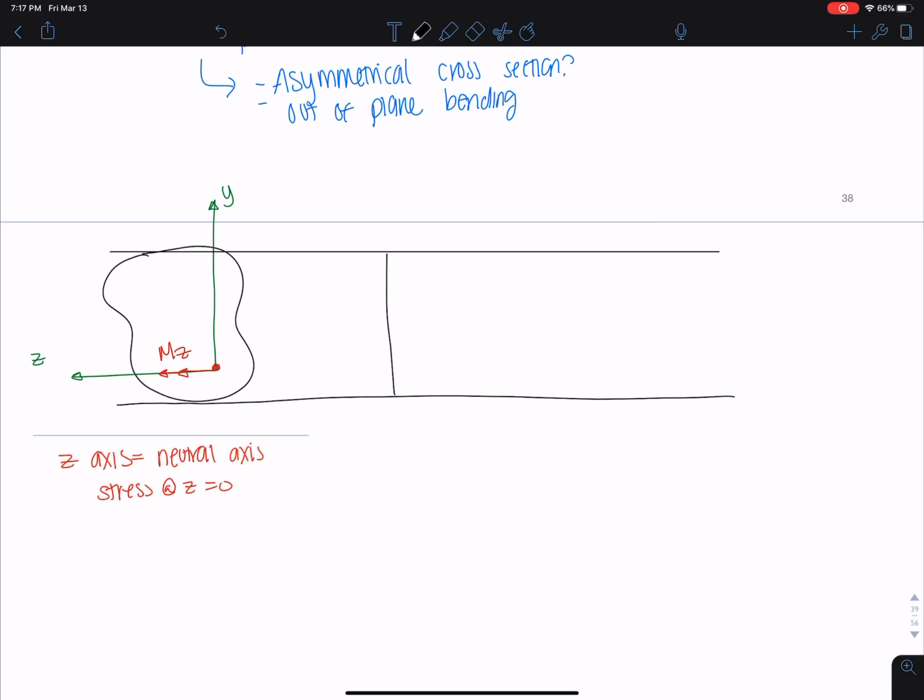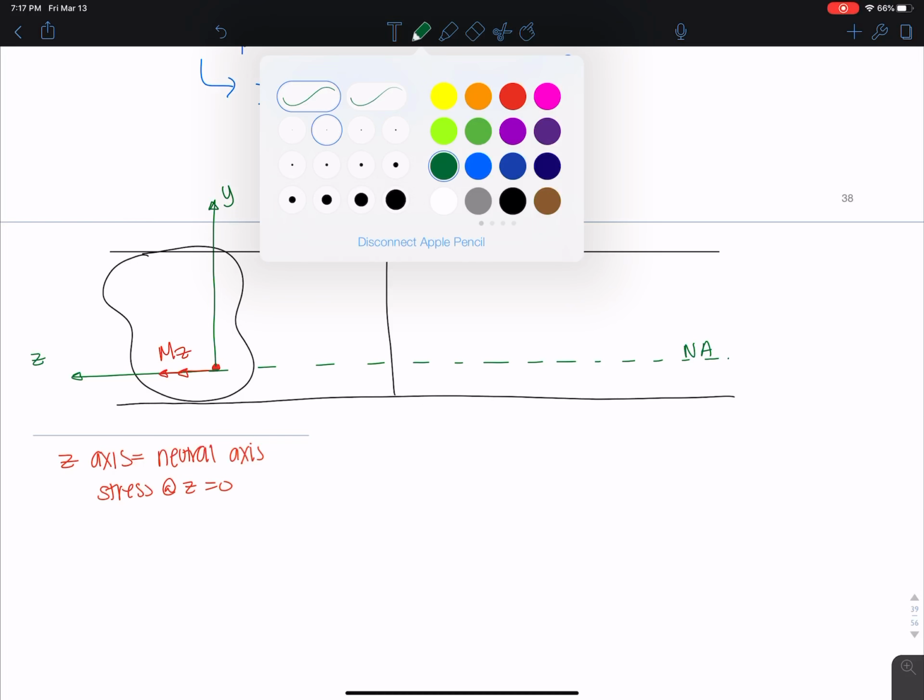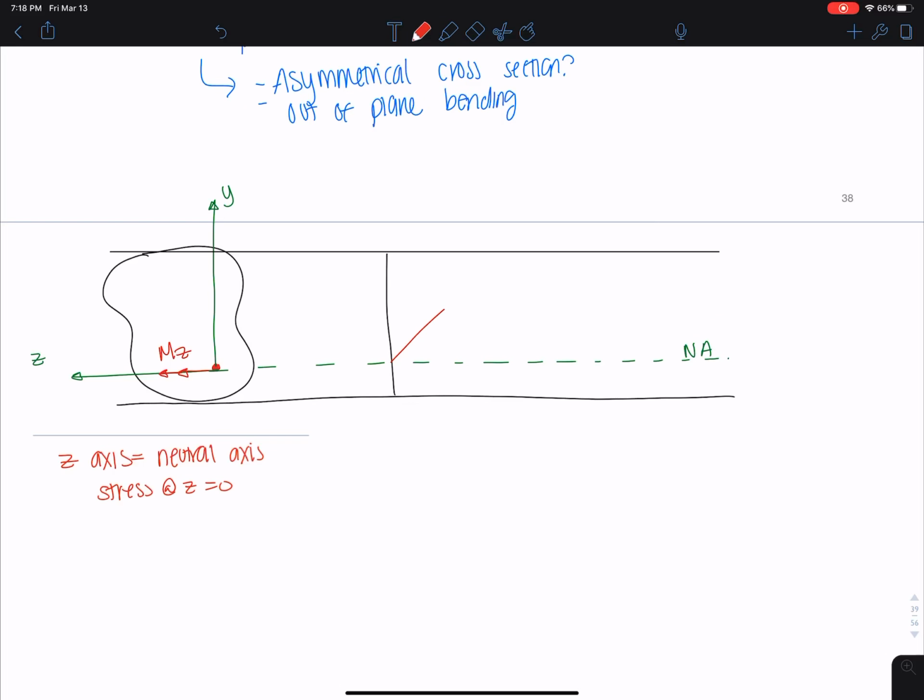Okay, and our neutral axis again is this z-axis right here. Neutral axis, and we know we have compression at the top. We have some sigma max here. And we have tension at the bottom.